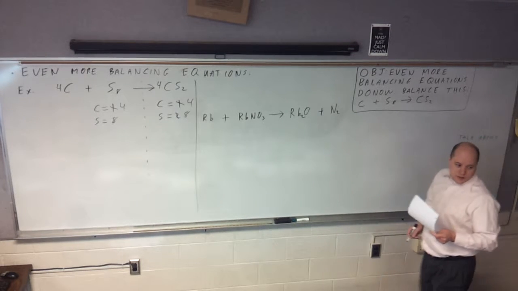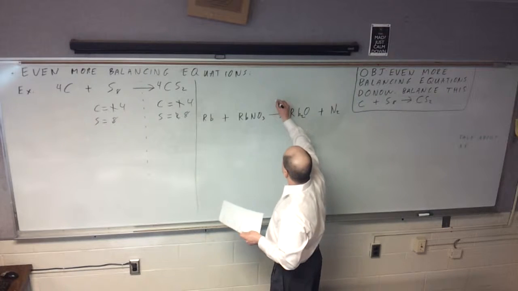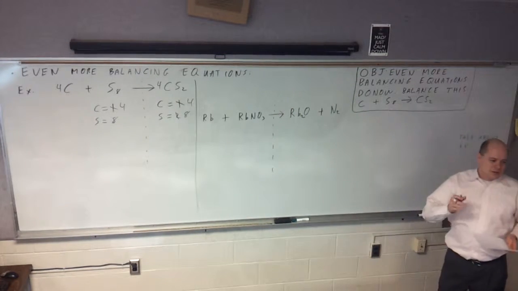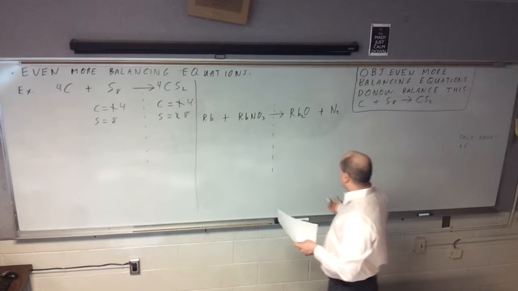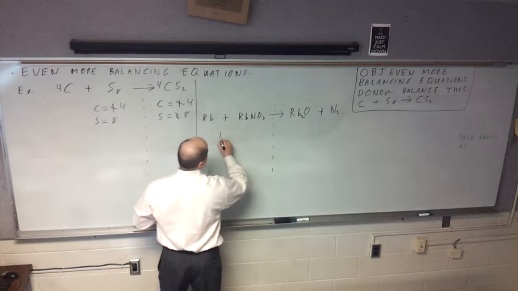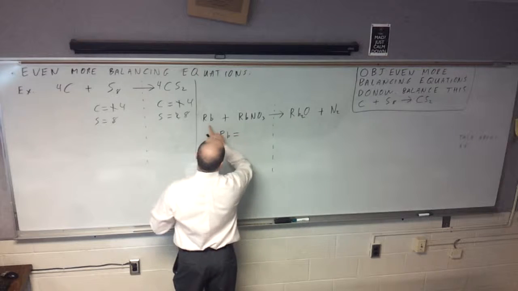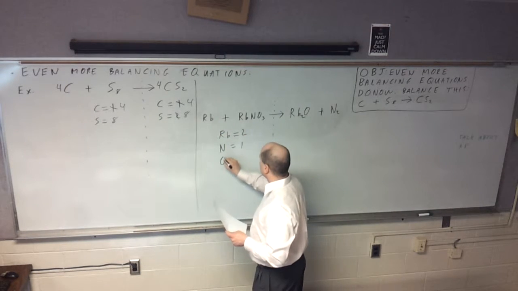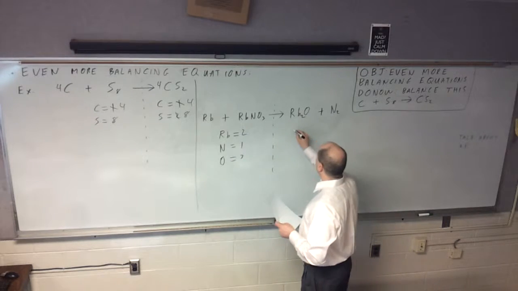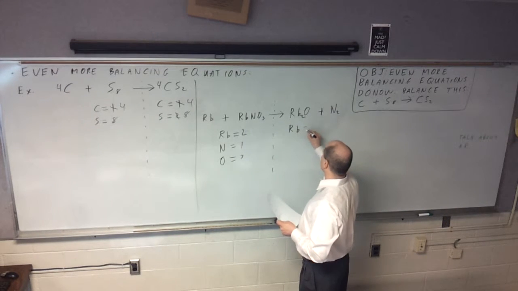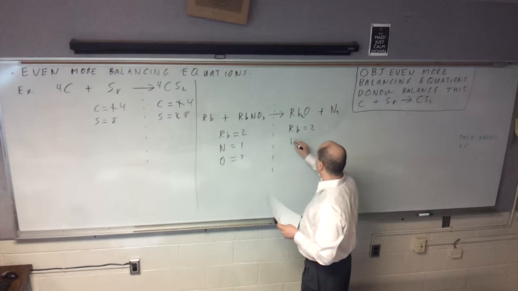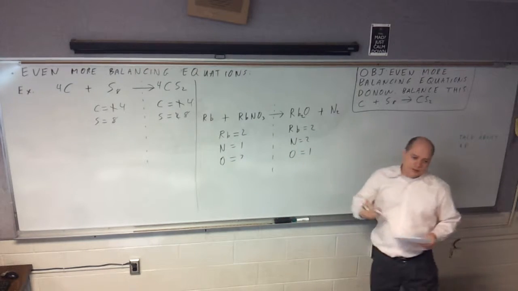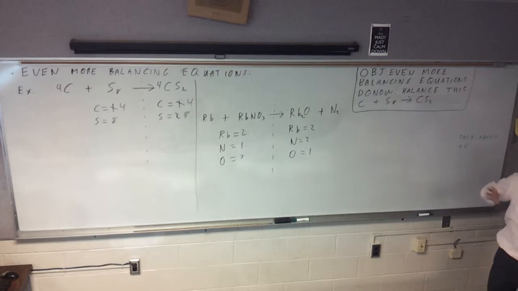You're breathing nitrogen? Yeah, the stuff you're breathing right now is 78% nitrogen, 21% oxygen, and a little bit of argon. All right, so we'll make our list here. Rubidium, there's 1 and 1, that's 2. Nitrogen, there's 1. Oxygen, there's 3. Over here, it's going to be rubidium is 2. Nitrogen's 2. Oxygen's 1.